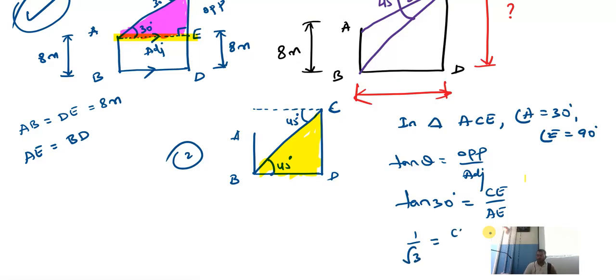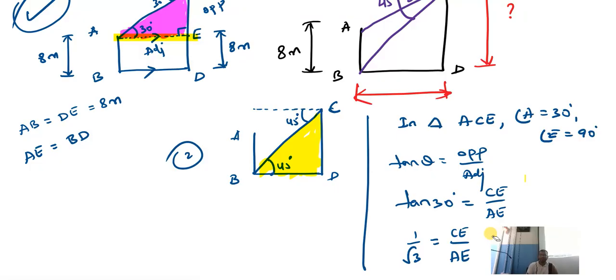We don't know AE value. We don't know CE value. So what did I suggest in the beginning? When you don't know anything, when you are confused, stop there only. Don't do anything further. Let me stop that step. Yes. Now come back to the next figure.